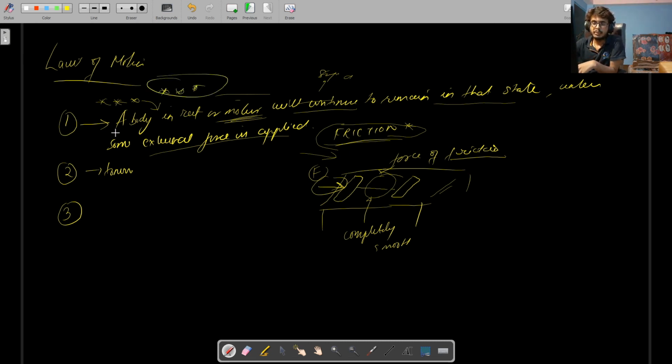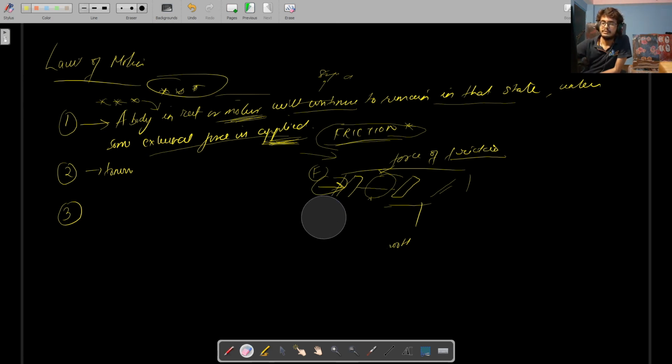Okay, so a body in the state of rest or in the state of motion will continue to remain in that state unless some external force is being applied on the body. So this is the first law. Now we go to the third law. Third law is very, very simple, very interesting.